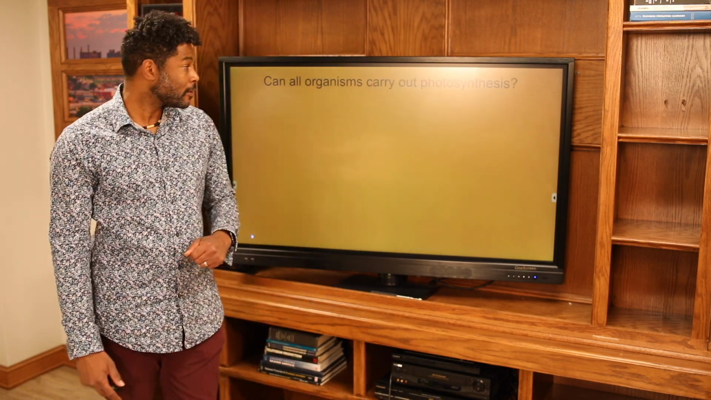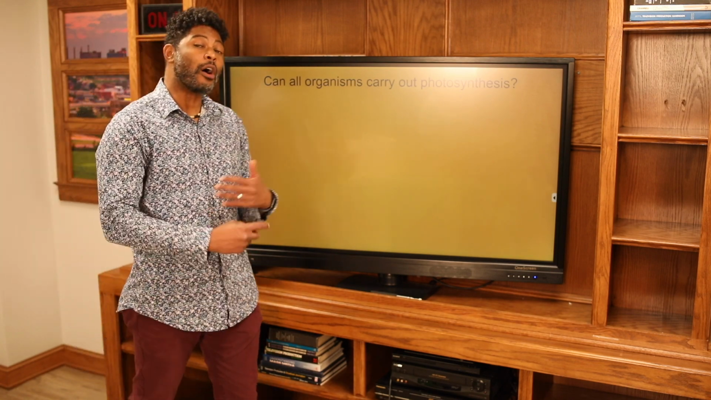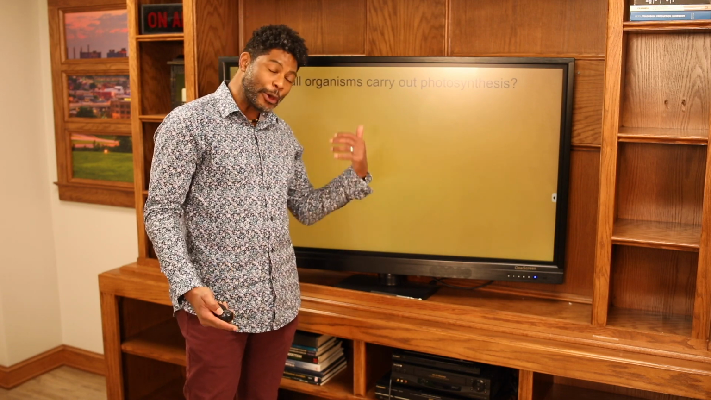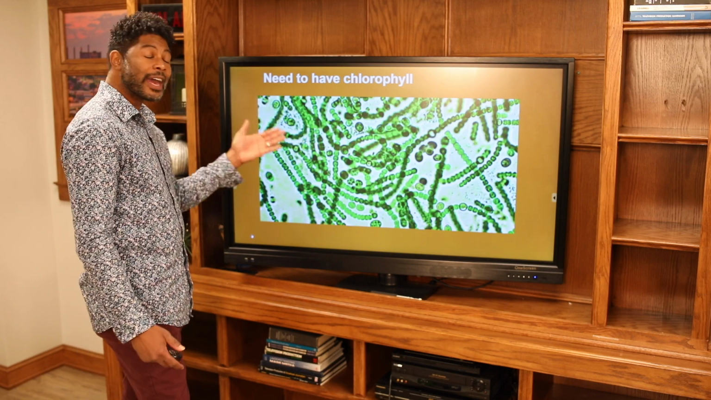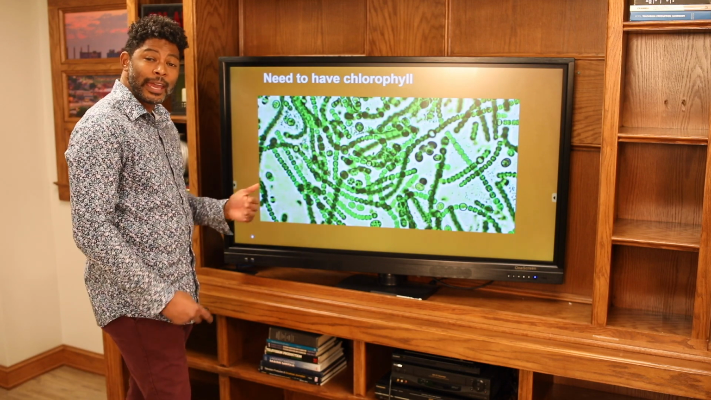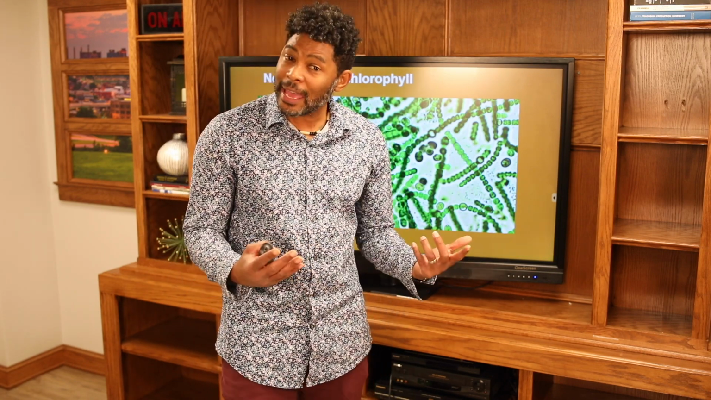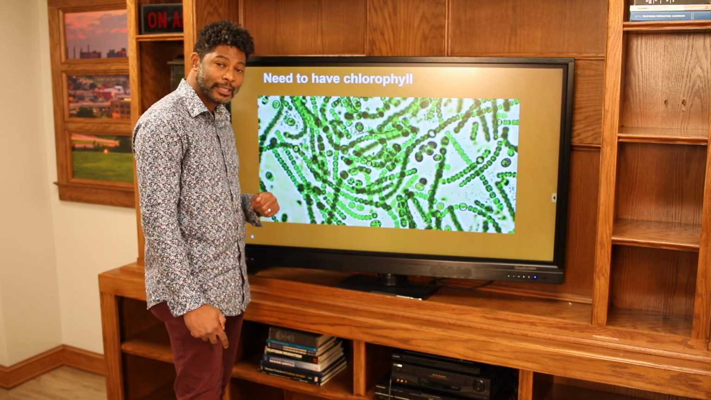The other thing is, who carries on photosynthesis? Do all organisms, or all life on this planet, go through photosynthesis? No. You have to have chlorophyll. And as we said, you find chlorophyll in your plants, you find chlorophyll in some of the protists, and you can also find chlorophyll in some bacteria.